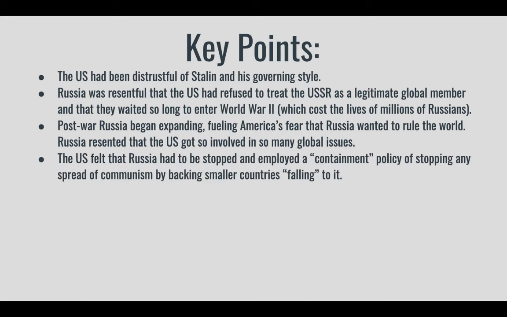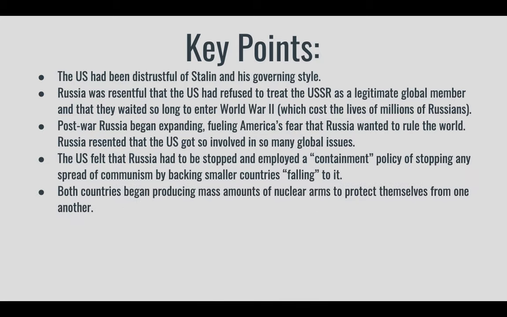So the United States felt like Russia had to be stopped and employed a containment policy. Basically, they didn't want any other countries to become communist and started backing smaller countries that might become communist so that they could decrease Russian influence and power. Both countries started making a lot of weapons in preparation of a time when they might actually physically go to war. And so they started creating a lot of nuclear arms.